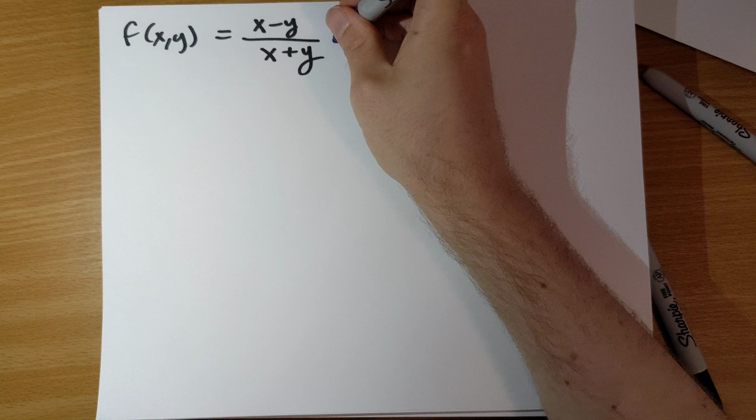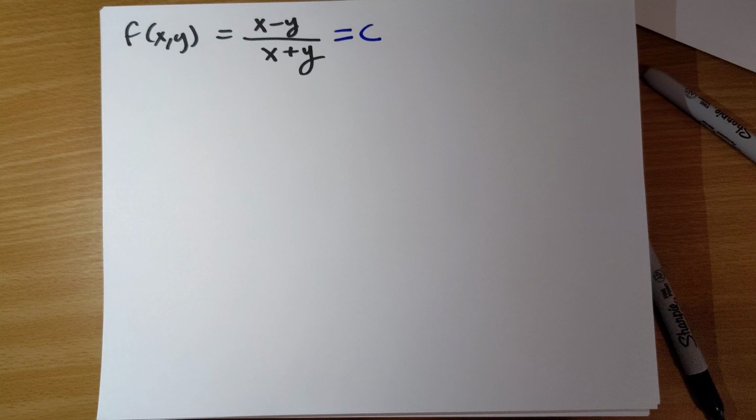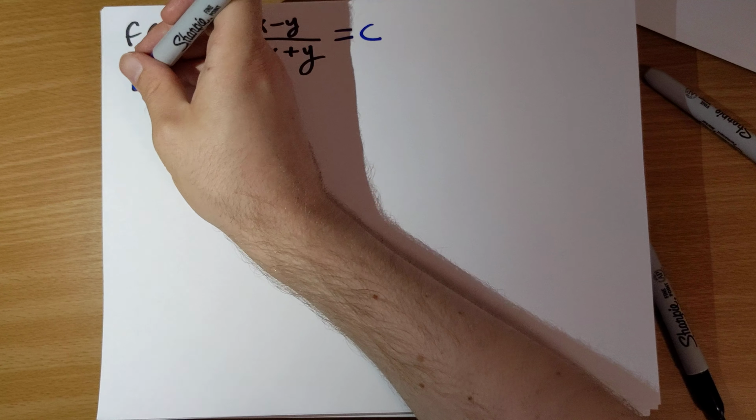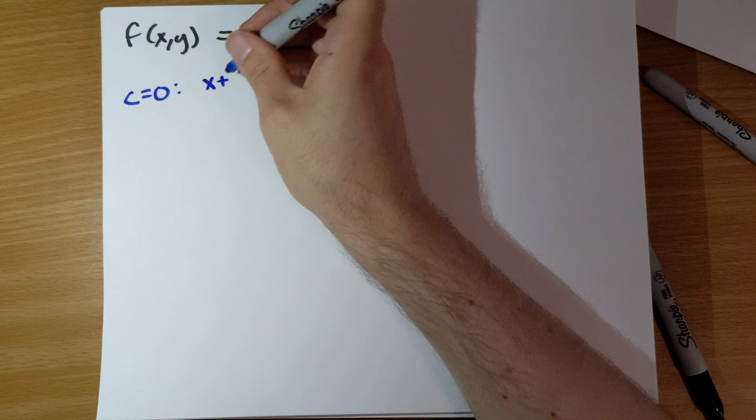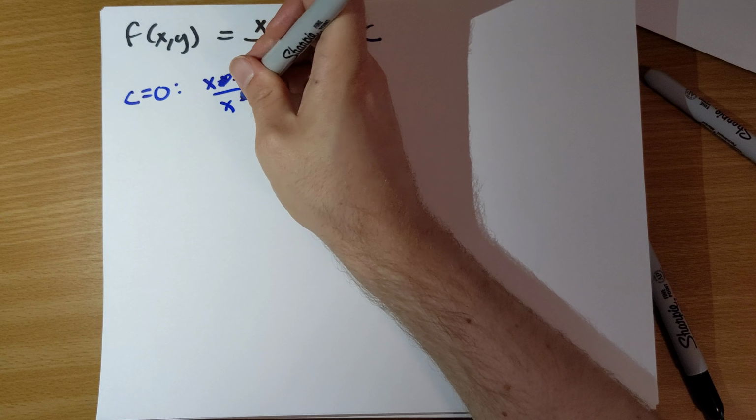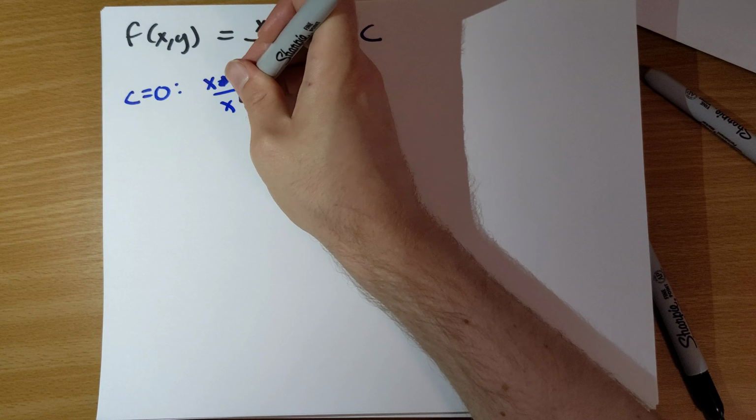Problem number 5. f of x, y is (x minus y) over (x plus y). Sketch level curves, contours, this is equal to c, for c equal to 0, 1, and 2. So when c is equal to 0, (x minus y) over (x plus y) is equal to 0. That means the numerator is equal to 0. x minus y is equal to 0. So that's the line y is equal to x.